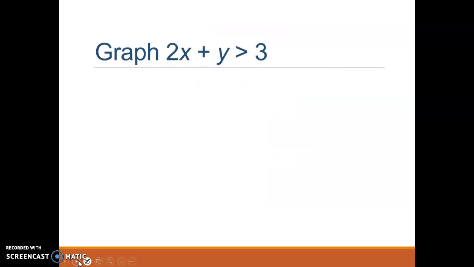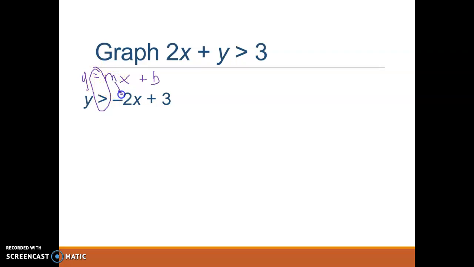Just like before, we want to solve for y, and we're going to do that by subtracting 2x from both sides. Y is greater than negative 2x plus 3. We don't flip the sign unless we're multiplying or dividing. Otherwise, the sign stays the same. Now, this looks very similar to y equals mx plus b format. The only thing that's different is the sign. Okay? And that truly is the only thing that's different.